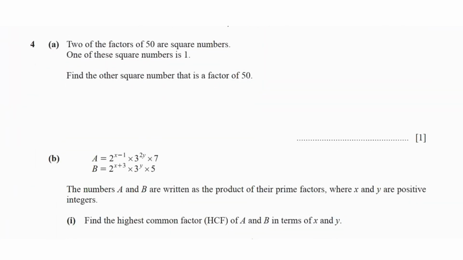Question 4 says two of the factors of 50 are square numbers. One of these square numbers is 1. Find the square number that is a factor of 50. So if they're both square numbers, then the other is 25, because 1 times 50, and 50 is 25 times 2 and 50 is also 50 times 1. So these are the two numbers which are square numbers and are factors of 50.